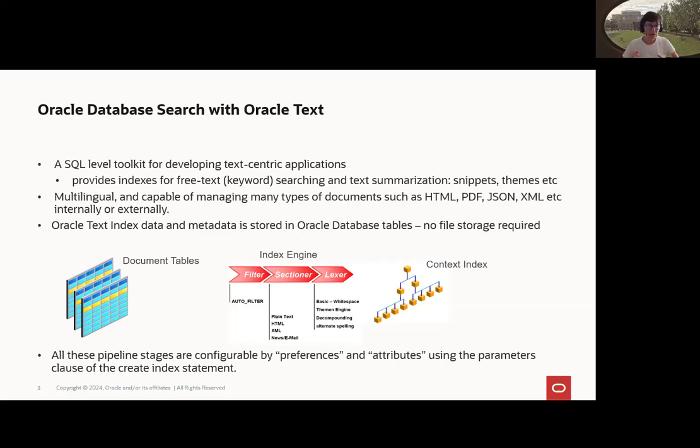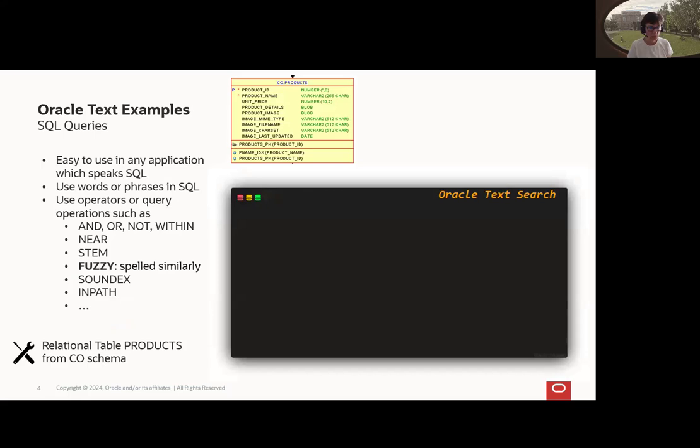As you can see, there is a whole index engine that's internally used to create a context index. It's about filtering, sectioning, and lexer. You can change this information with preferences and attributes, but we will keep the defaults here to make this video more straightforward and efficient.